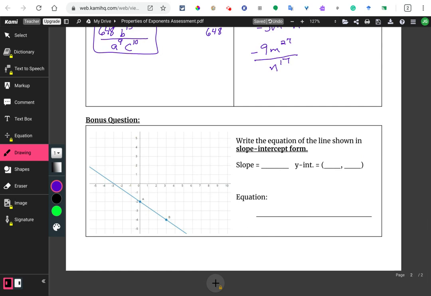Bonus question. Write the equation of the line shown in slope-intercept form. Okay, fine. So you know your y-intercept, right? Because this is y here. This is x here. You know your y-intercept is negative 2. It's right here. So it's 0, negative 2. Okay. X is 0. Your y is negative 2.